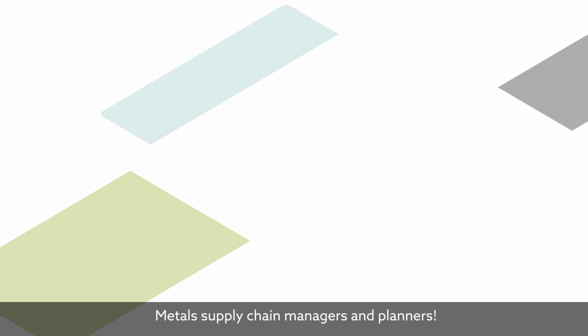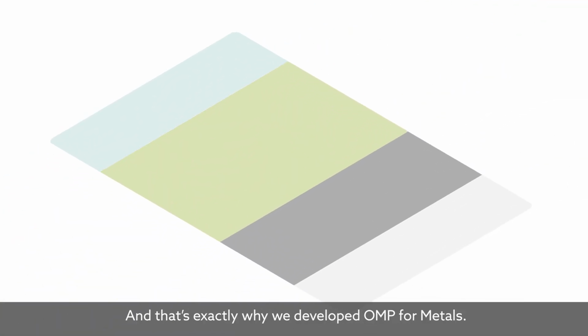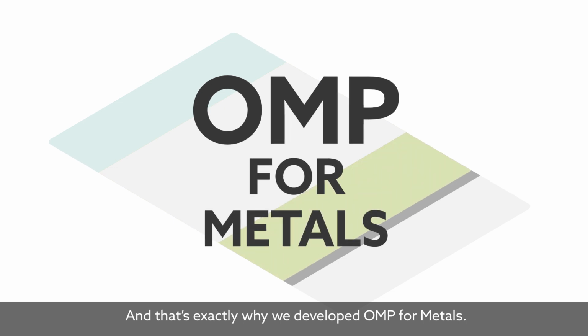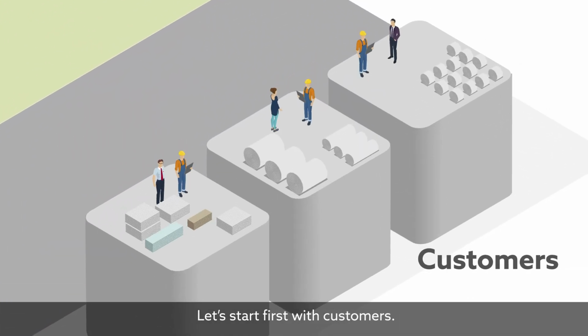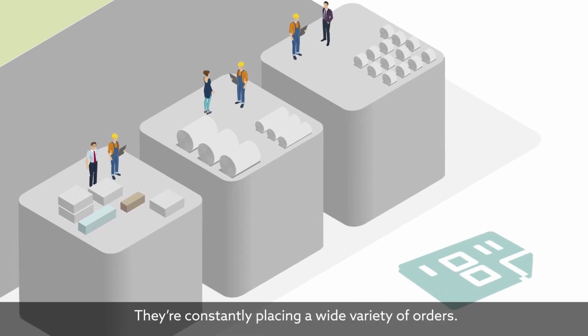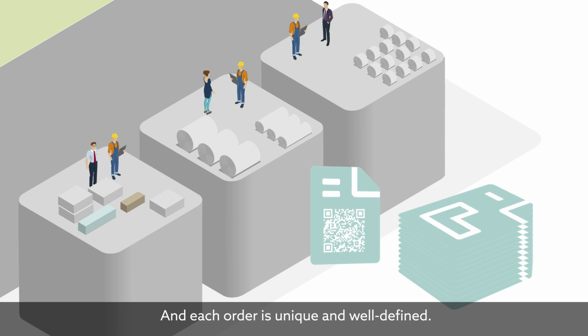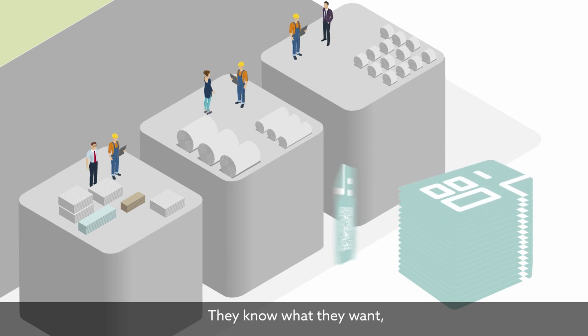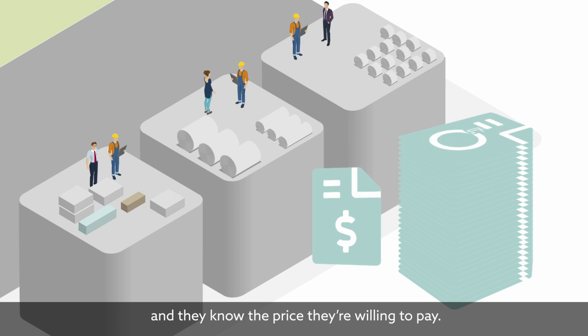Metal supply chain managers and planners have to deal with so many complexities. And that's exactly why we developed OMP for metals. Let's start first with customers. They are constantly placing a wide variety of orders, and each order is unique and well-defined. They know what they want, they know when they want it, and they know the price they're willing to pay.